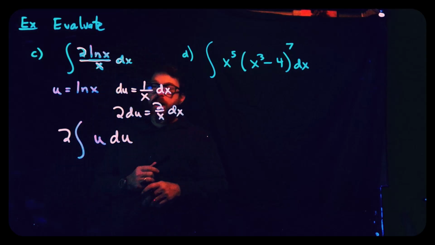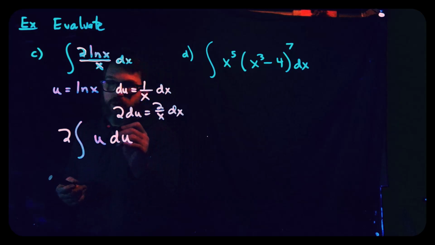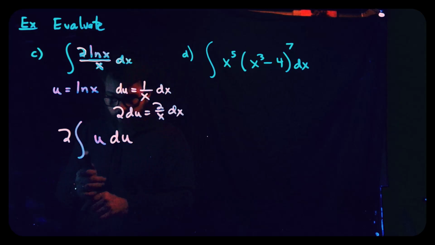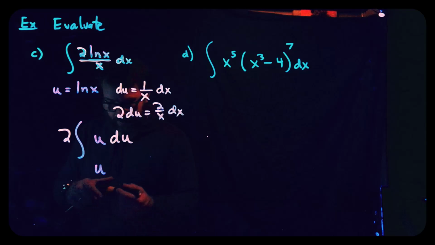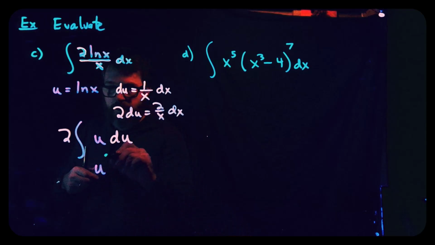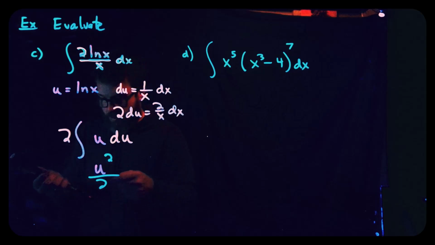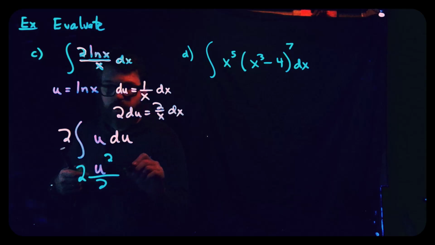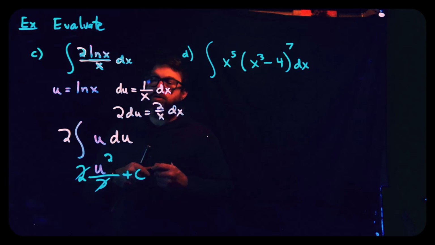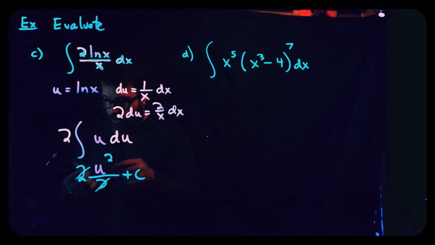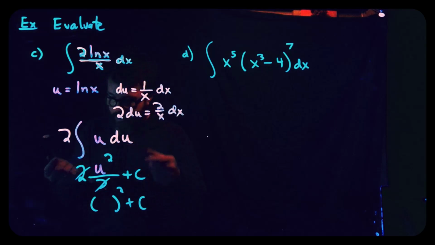And what's the integral of u? Well, this is u to the 1. So this is going to be equal to u squared. This 2 up front over 2, I'm just going to leave it like that. So this is going to be times 2 plus c. These 2's will cancel. So this is going to be equal to u squared plus c, where u is the natural log of x. We're done.